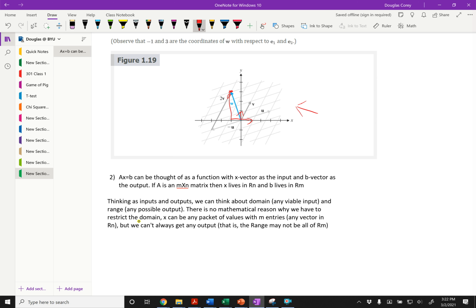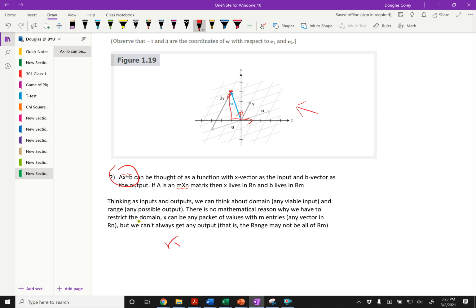The other thing that will help us out is to think about this Ax equals b. These x and b are vectors here. They can be thought of as a function, so we're going to be thinking about inputs and outputs. x is our input, b is our output. You've been taught when you've worked with functions that the values you can input into a function are called your domain, and the values you get out are your range. And with these linear functions that we work with, there's no restriction on the input.